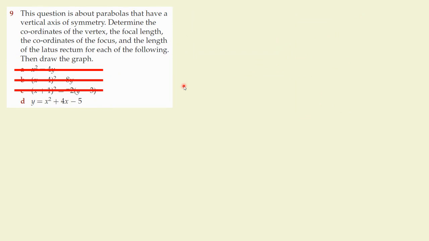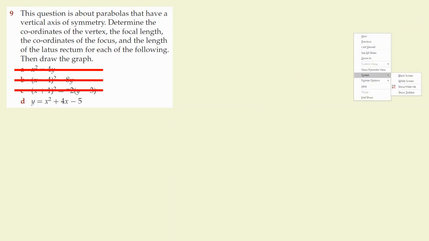Question 9 then. So this question is about parabolas that have a vertical axis of symmetry. Right? So what it's telling us is our axis of symmetry is parallel to the y-axis, rather than parallel to the x-axis, like our standard form. We're used to seeing it that way round. This one is going the other way round. We've got to find out where the vertex is, get the focal length, the coordinates of the focus, the length of the latus rectum, and then draw the graph. Okay? Final question. This one was on the homework.